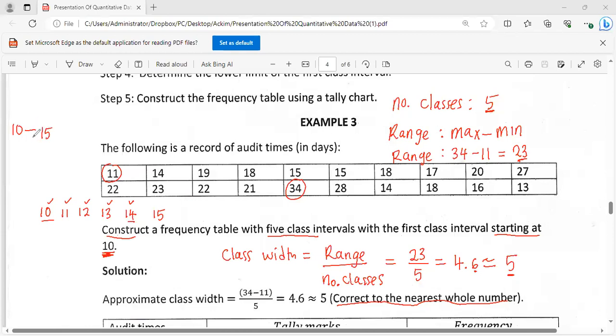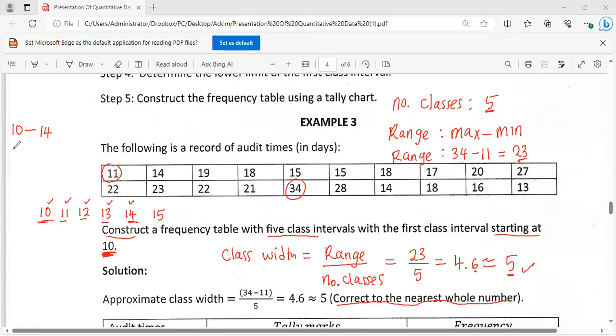Look at this. The class width we found is 5, which is this. When you've been told to start with 10, it means 10 itself has been included. So it will be from 10, 11, 12, 13, and 14. So that will be the width of the class. So it will be from 10 to 14. I hope it's clear how to go about that.